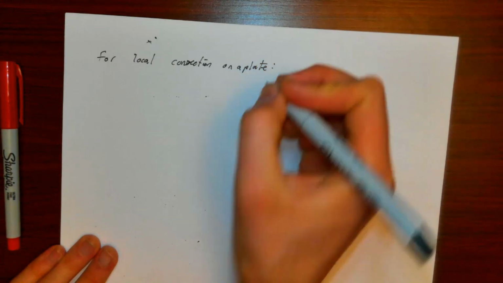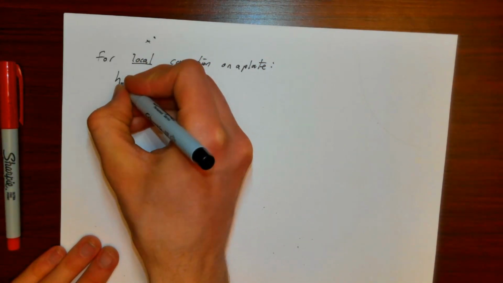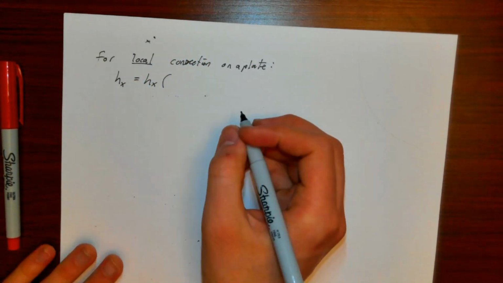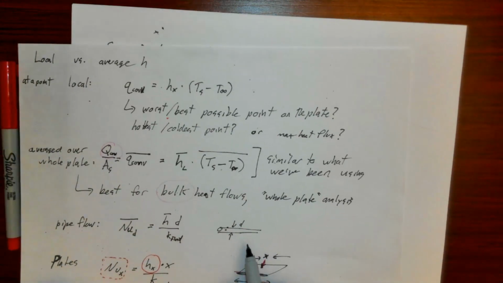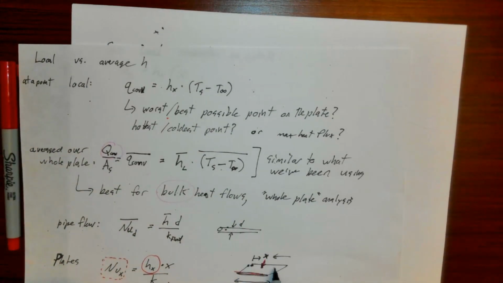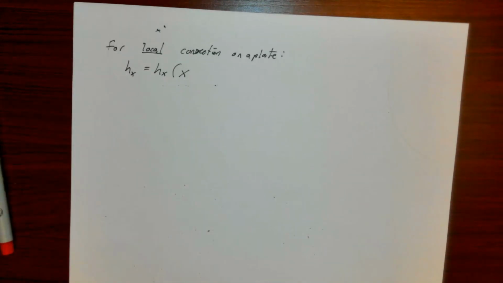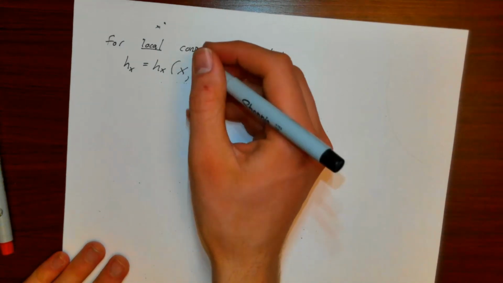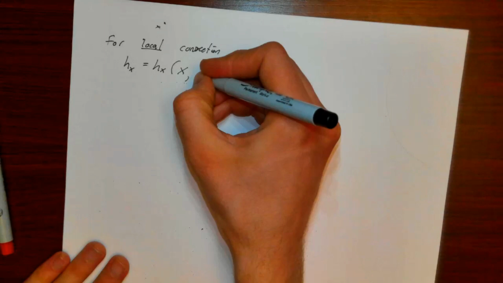what do we expect H to be a function of? By local, I'm talking about H sub X. So we anticipate H sub X to be a function of a whole bunch of variables. First and foremost, it's going to be a function of X, right? We talked about how the leading edge of the plate might have different heat transfer characteristics from the downstream region of the plate. So it's going to be a function of X. It's also going to be a function of the thermal conductivity of the fluid.